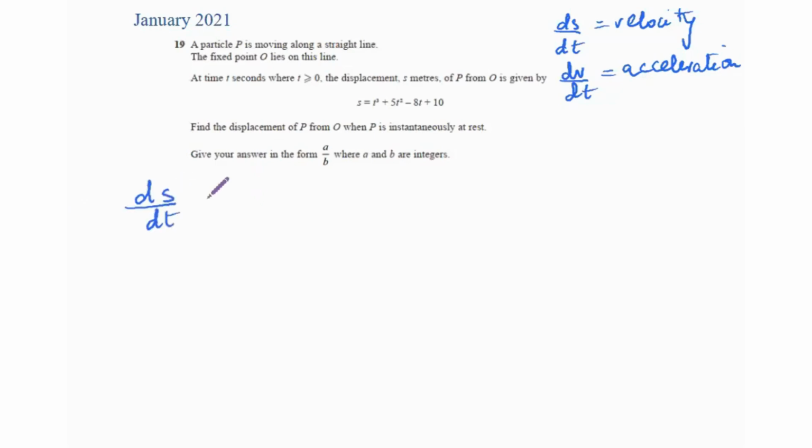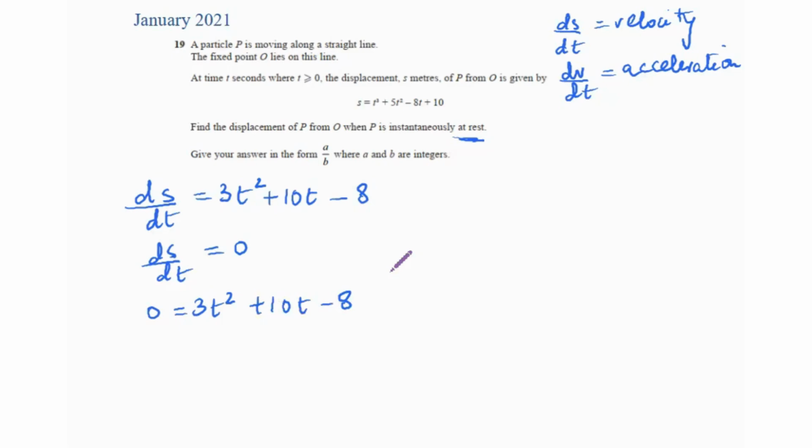So for that, we will differentiate the equation first, because we know that differentiating the displacement equation will give us velocity. So that's going to be 3t squared plus 10t minus 8. Now, since it says it's at rest, that means ds over dt will equal 0. So 0 equals 3t squared plus 10t minus 8. Similar to what we did in the previous question, we have this quadratic equation which is equal to 0 in this case. And we will factorize this quadratic equation to find the value of time when P is instantaneously at rest. And we will use these values of time to figure out the value of displacement.